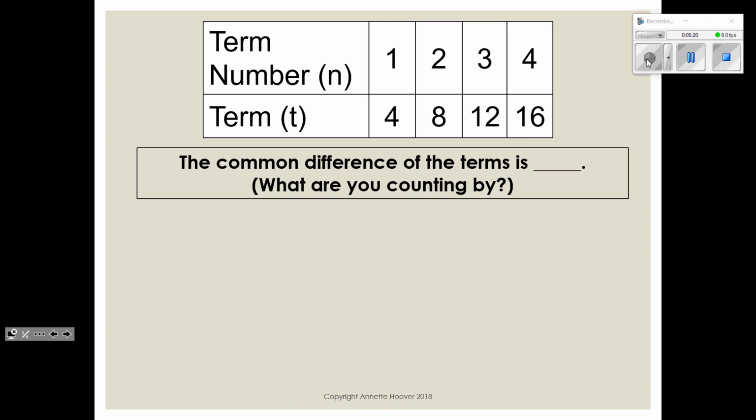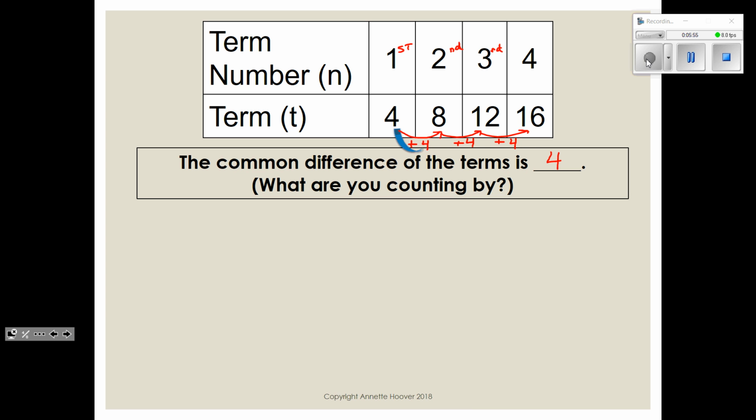So let's look at another example. Here we have a sequence of 4, 8, 12, 16. This just means that this is the first number of the sequence, the second number of the sequence, third and fourth number. Okay, first question, what are you counting by? I am adding 4 each time. You have to be adding or subtracting the same number each time for it to be an arithmetic sequence. I'm counting by 4, so I'm going 4, 8, 12, 16.